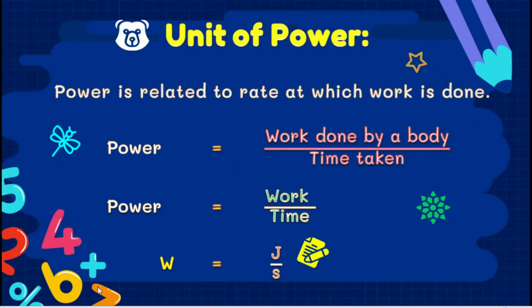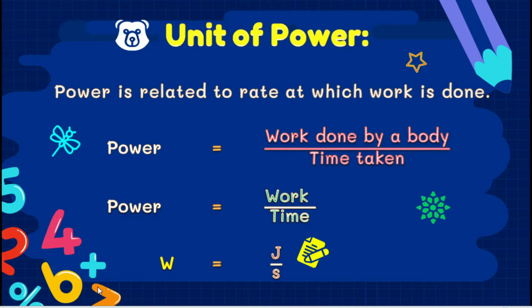So next we should know, students, the unit of power. What is the unit of power? Power is related to the rate at which work is done. For example, power is equal to work done by a body divided by time taken. Already we know, students, what is work done. Work done depends upon force into displacement, or force into distance. So power is equal to work divided by time. So power also depends upon work and time.